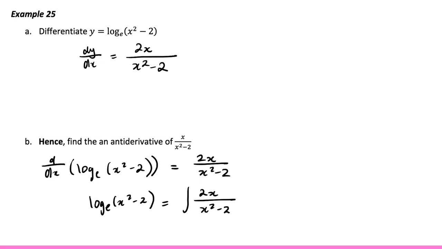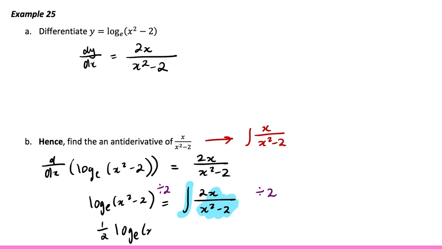Now you might want to start getting into the habit where you automatically write constants on the outside. Like before we had the negative, I could have written that on the outside. Here I have the 2, I could have written that on the outside. So you might want to start doing that if it helps you to separate it out. Because what is it that I want? Well, I want the antiderivative of x on x squared minus 2. Can I see where that is? Well, that's that, and I want this part. What's in the way? The 2. I want to get rid of that. Because it's a constant, I can just divide both sides by 2. So I get a half log e of x squared minus 2 is equal to the antiderivative of x on x squared minus 2.